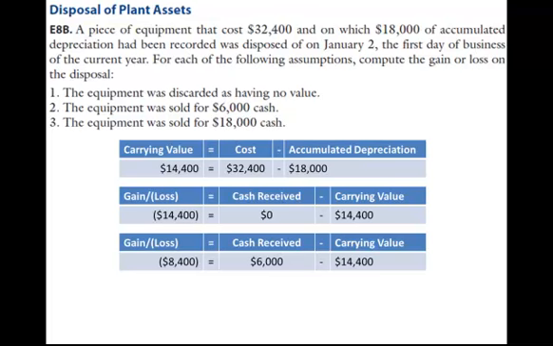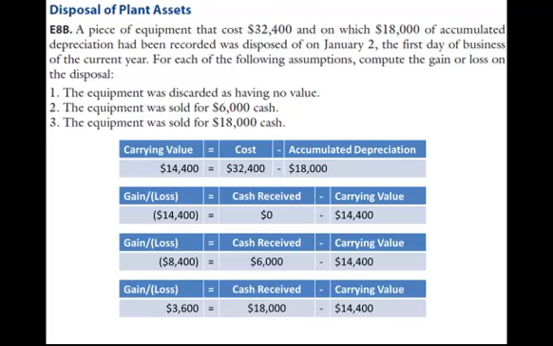In the next example, the equipment was sold for $18,000 in cash. So since we sold it for more than the carrying value, we're going to be able to record a gain of $3,600.